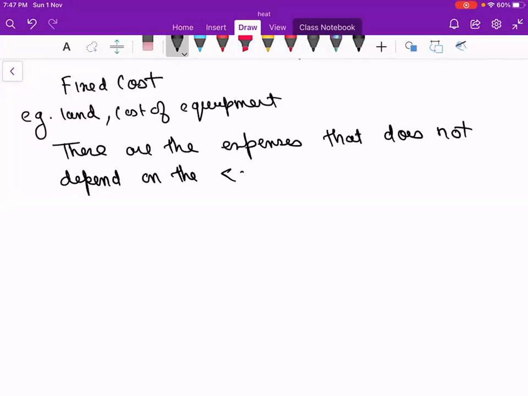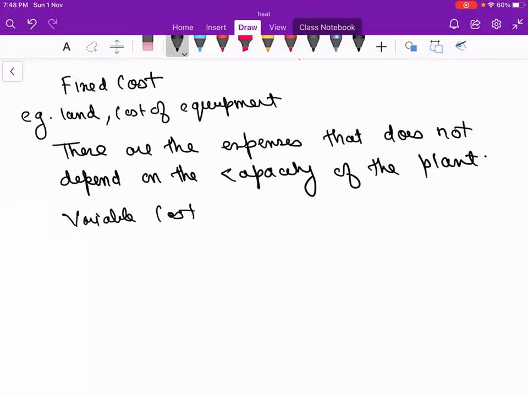on the capacity of the plant. You have one fixed size of the reactor, one fixed land, so you can decrease or increase the production, but these costs are not going to change. They are fixed. The second one is the variable cost. What is variable cost? It will depend upon the capacity, for example raw material. If you want to draw a graph for fixed cost, it will be like this, fixed cost, and this is production.